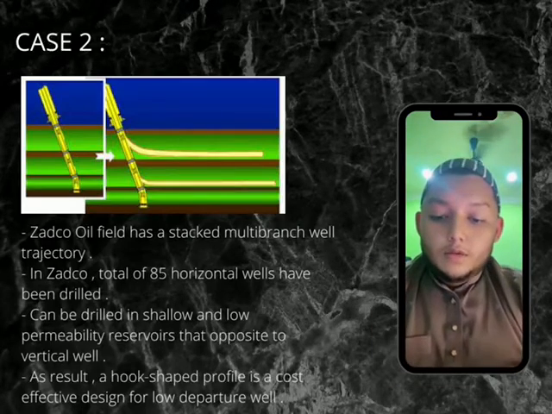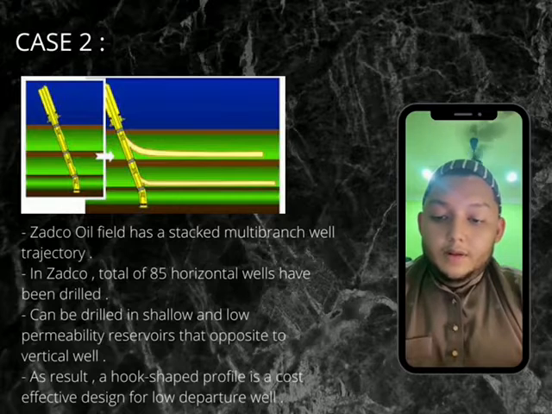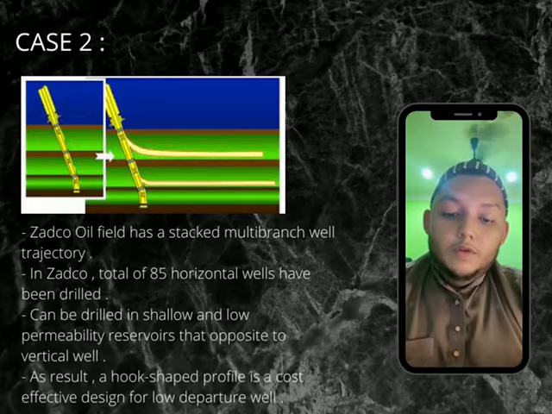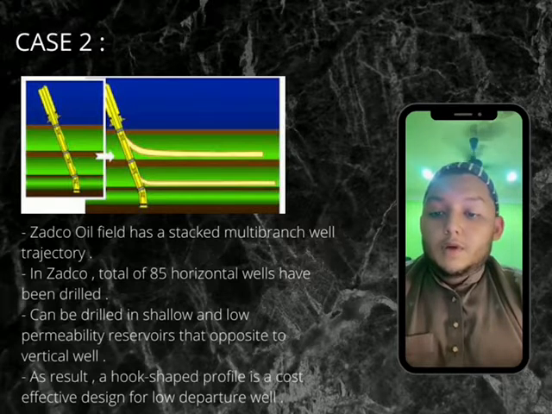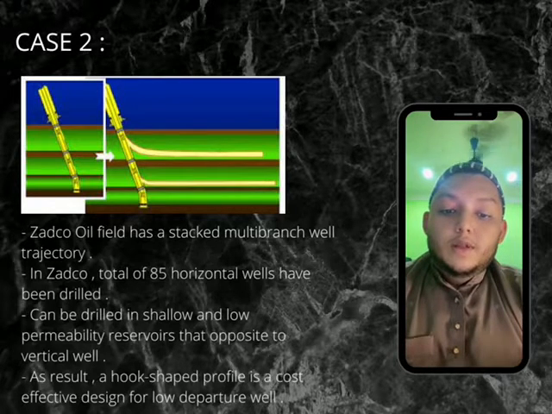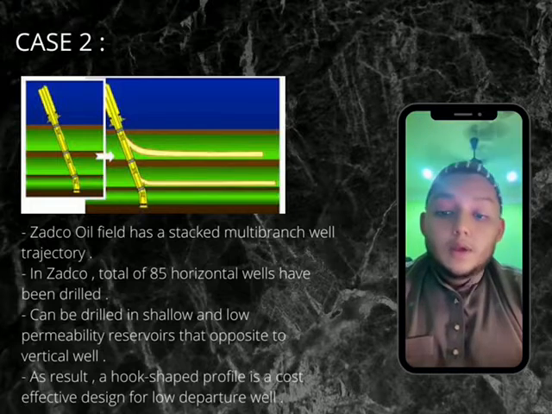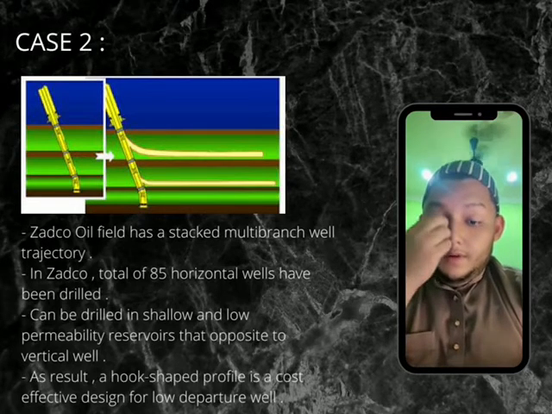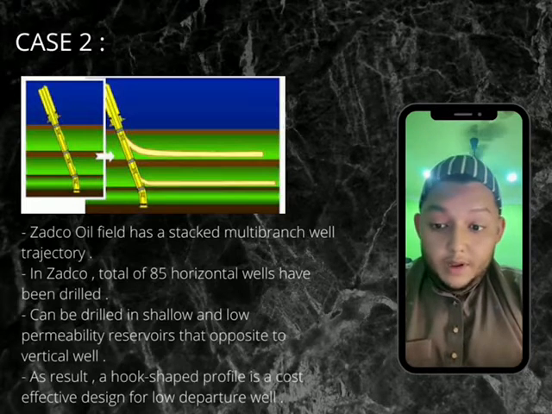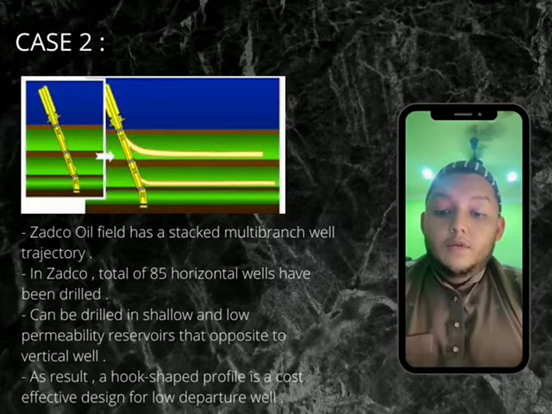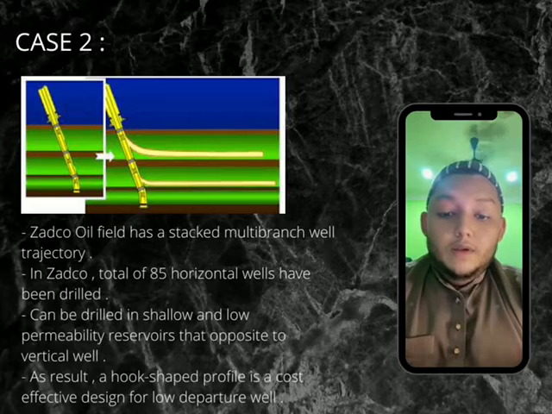For case study 2, we can see in my slide the stacked multi-branch well in Zatco offshore field. According to the study, it is one of the largest oil producing zones in the Middle East, located in the Arabian Gulf, Abu Dhabi, and has a stacked multi-branch well trajectory. One of the most acceptable well paths for horizontal drilling has been identified. In Zatco field, a total of 85 horizontal wells have already been drilled.